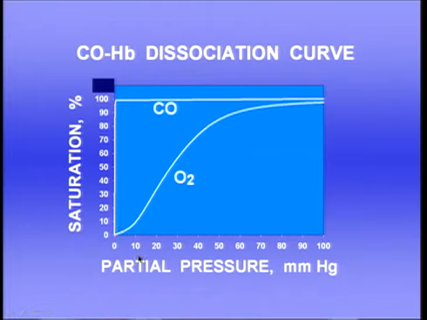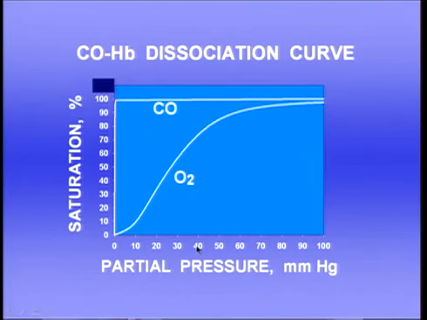But what we've done is we've greatly compressed the x-axis so that for a very small partial pressure of CO in blood, the saturation is almost 100%. In other words, carbon monoxide has an extremely high affinity for hemoglobin, about 240 times the affinity of oxygen. So if you changed this scale here, if you magnified it by 240, you'd get the dissociation curve of carbon monoxide.